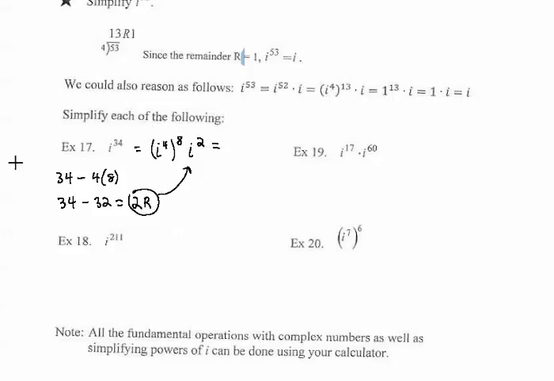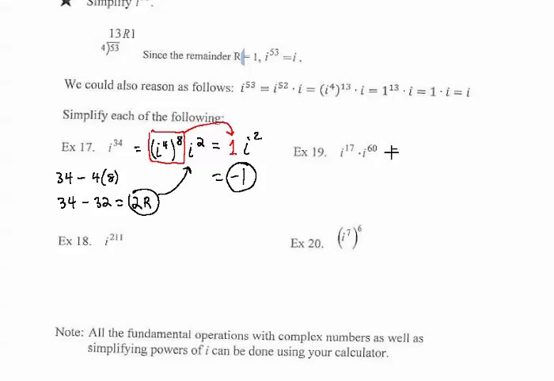This part here, that just ends up being a plus 1. And so all we really need to worry about is this i squared. Well, what is an i squared? It's a minus 1. So i squared, minus 1, times a positive 1 gives us the simplified version of i to the 34th power.